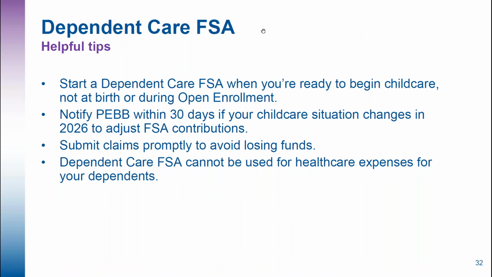We've had people where daycare has closed on them, and then a family member comes in to babysit the child, or a parent decided to quit their job and stay home, but they didn't turn in the form within 30 days, so they can't make the qualified status change. So make sure that if something's changing with your dependent care FSA, you've got 30 days to let us know.